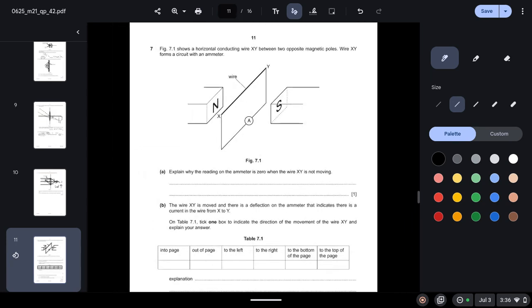Figure 7.1 shows a horizontal conducting wire XY between two opposite magnetic poles. Wire XY forms the circuit with an ammeter. Explain why the reading on the ammeter is 0 when the wire XY is not moving. So this is because when the wire is not moving, it is not cutting any magnetic field lines.